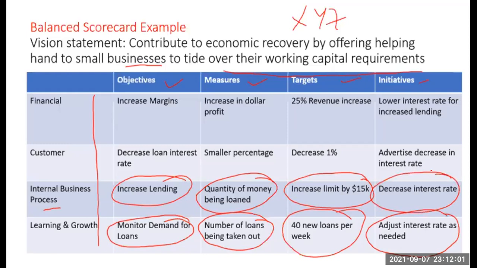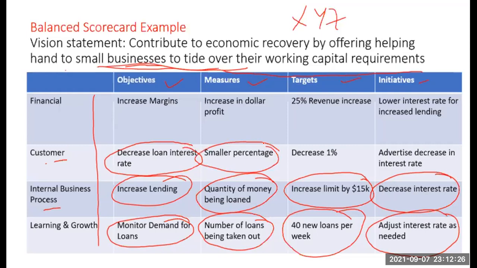Now we look at it from a customer angle. What is the objective that your customer will expect? Your customer will expect a decrease in loan interest rate for you to meet this vision. So what will we do? We'll not decrease the interest rate by a huge percentage, but we'll decrease it by a smaller percentage.